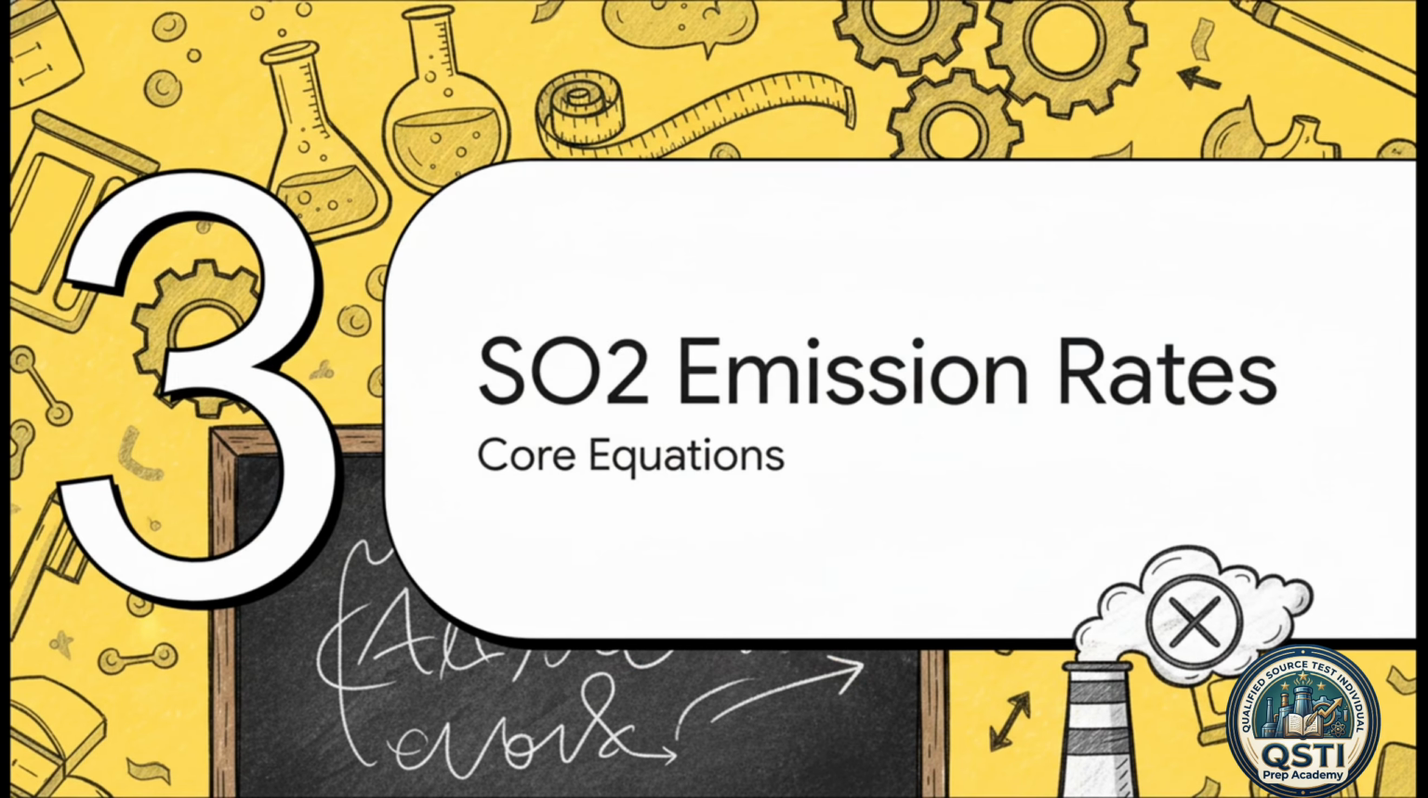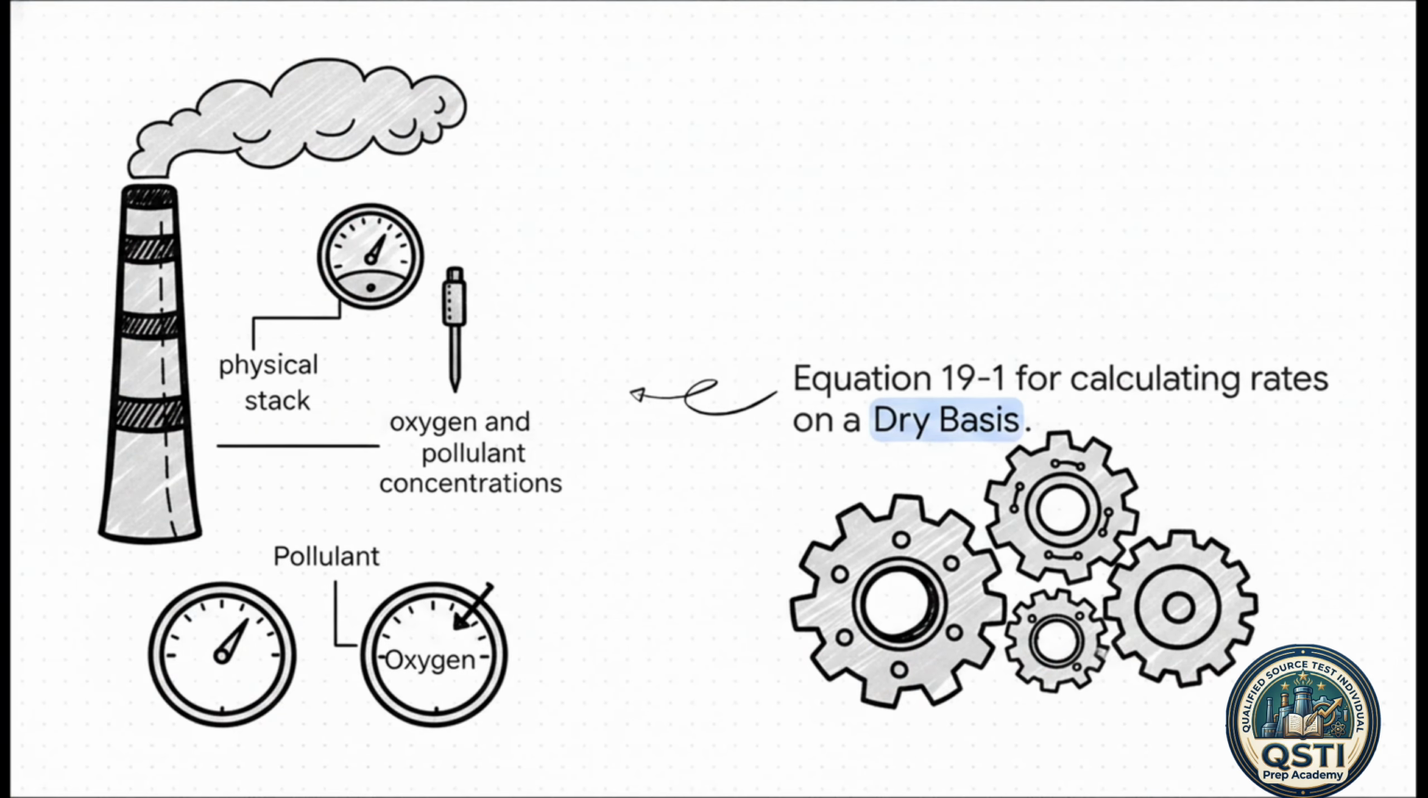Okay, Section 3, calculating SO2 emission rates. Let's get into the core equations. Let's anchor this math to your actual physical stack. If your team is measuring both oxygen and pollutant concentrations on a dry basis, equation 19-1 is your primary mathematical tool. You take your dry pollutant concentration, multiply it by your dry F factor, and then adjust it against your measured dry oxygen percentage. It's straightforward and highly effective.